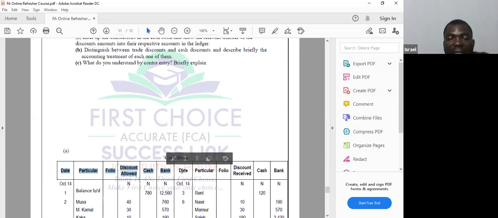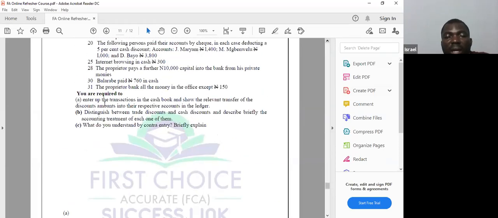Then the other side is the same on the other side as well, and this is the credit side. It means whenever there is an outflow, it will come to the credit side. And whenever there is inflow, it will come on the debit side. So if you know how to prepare a three-column cash book, it's very easy for you to prepare a two-column cash book.